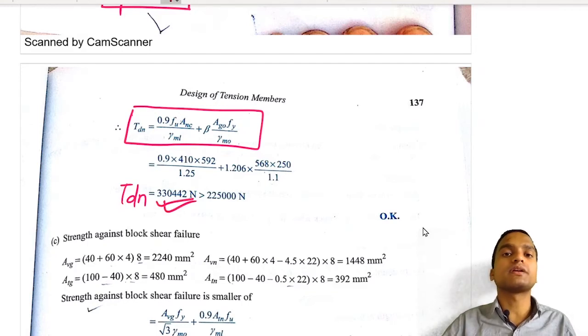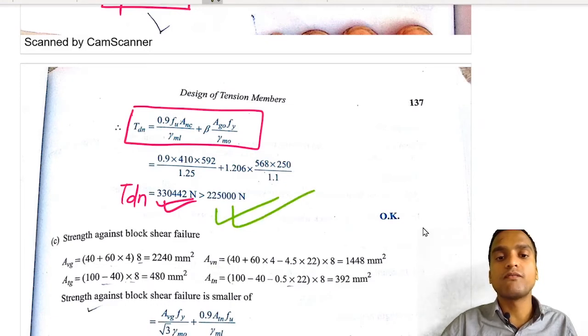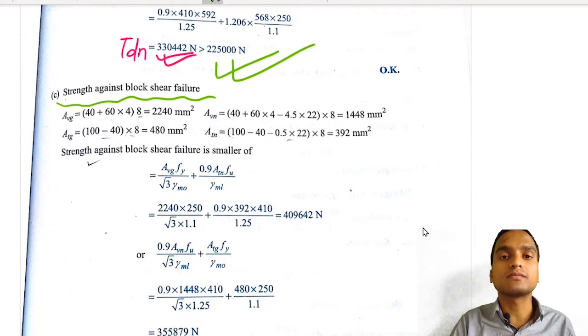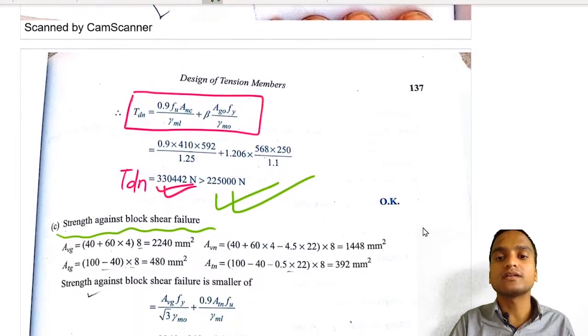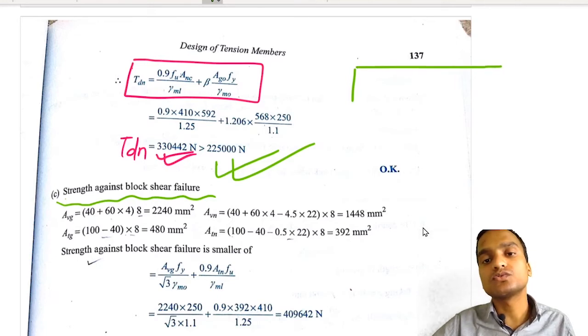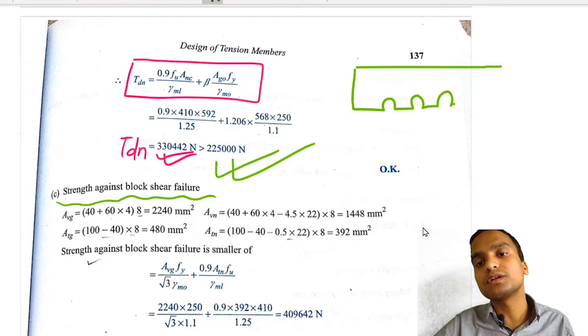Now this is also greater than 225 kilonewton, so this is also valid in this case. Now the last strength that we need to check is the strength against block shear failure, and in block shear failure we have to draw the diagram of the blocks being sheared out. Here we have used 5 bolts, so it will be looking like this with 4 intermediate bolts and 1 corner bolt.